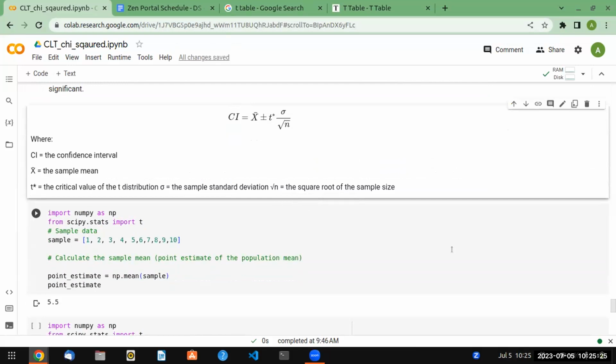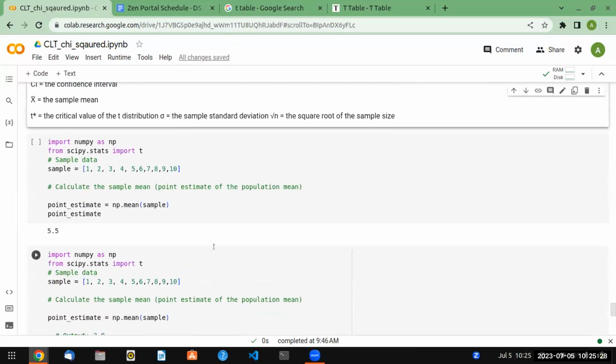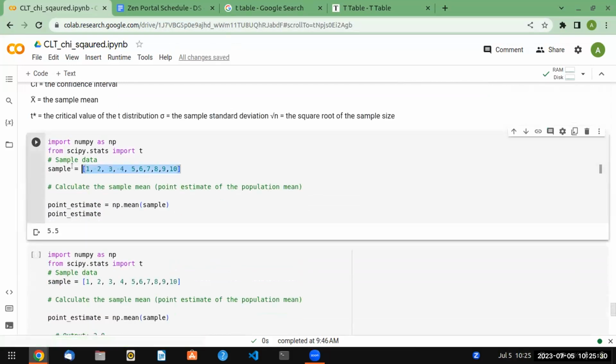So guys, let's do a quick example. This is my sample. I don't know about my population. This is my sample data. How many points do I have? What is the degree of freedom here? Degree of freedom is 9. 10 minus 1, 9, right? So this is my sample.